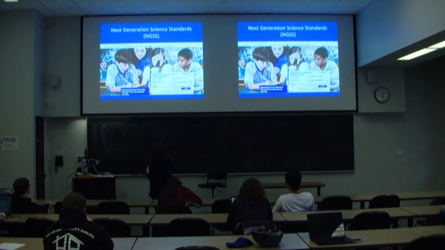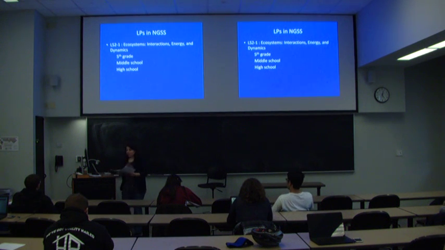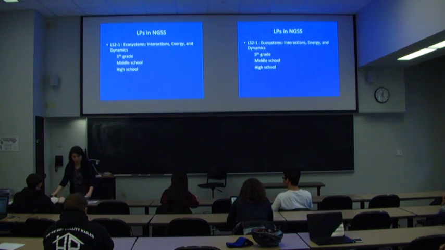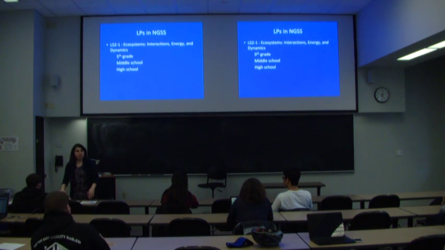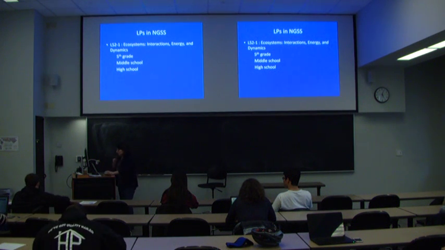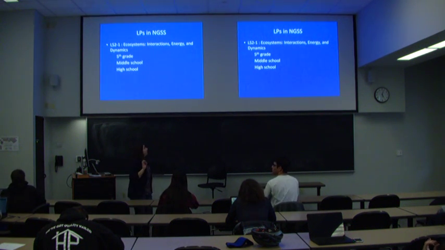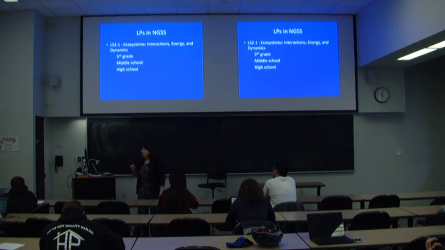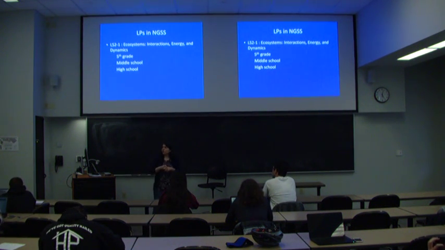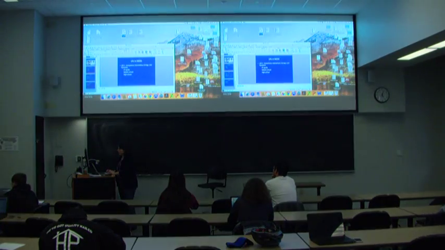So I'm going to show you one thing, for example. I made some copies. Maybe you can grab one copy of each and then just give it to the others. The concept is ecosystems, interactions, energy, and dynamics. I'm going to show you the learning progression for 5th grade, middle school, and high school. And then I want you to discuss it briefly, the similarities and differences when you look at each grade band. I'm also going to project it here, don't worry.